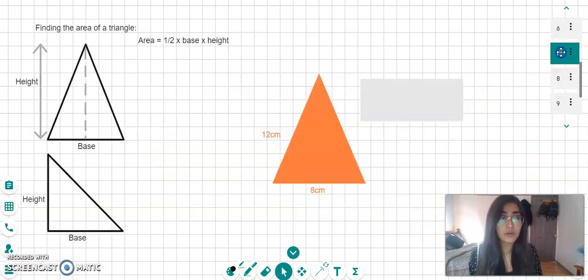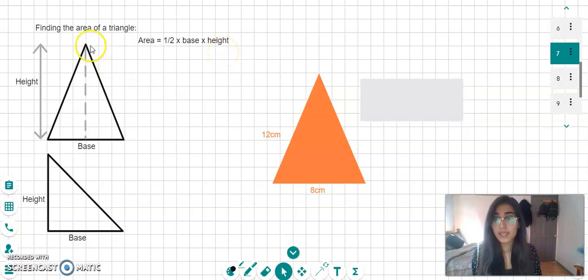Now, let's move on to finding the area of a triangle. Now, we looked at a rectangle, and the formula for its area was just simply length times its width. But the area for a triangle is half times its base times its height.